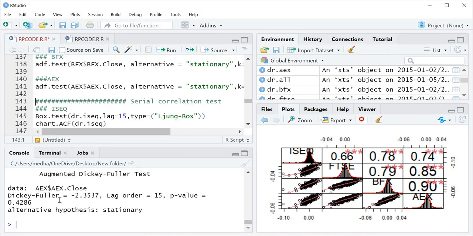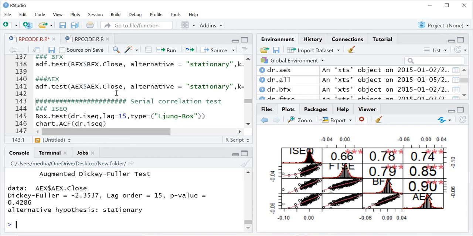If I run the test on all of the markets, I could see that I'm using a lag order of 15, and my level of significance is 1% here. So I can see that the p-value is greater than my level of significance for all of the markets, and hence I could say that the unit root exists in the data, and hence the data is non-stationary.